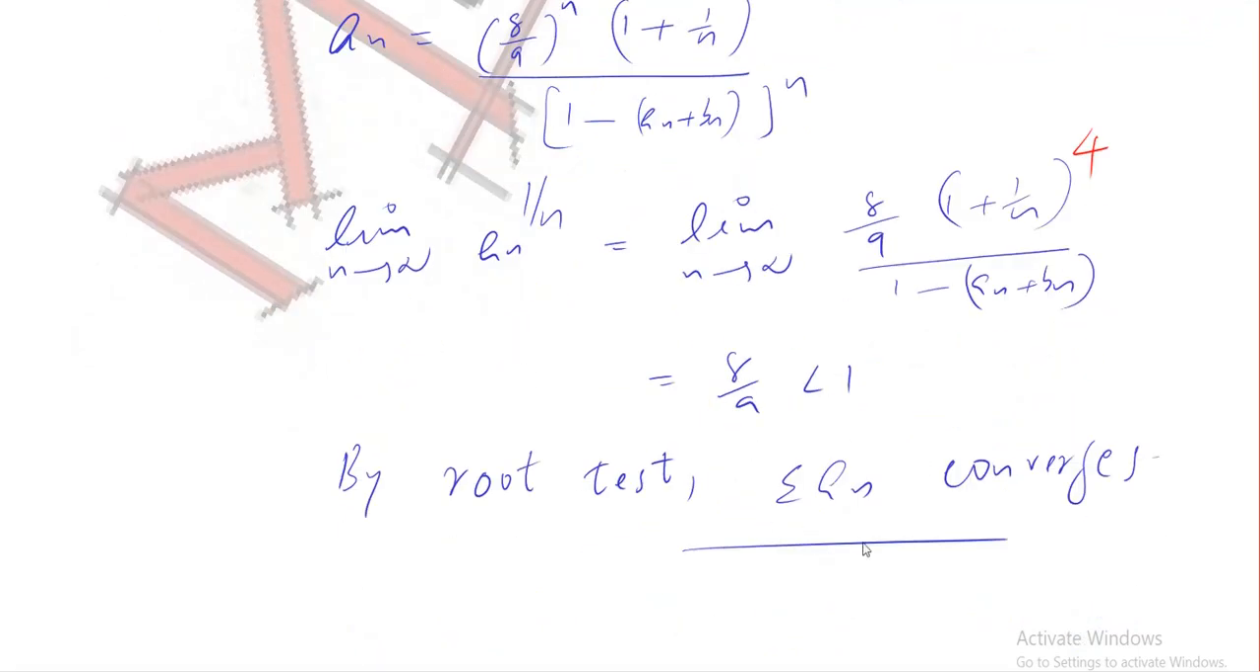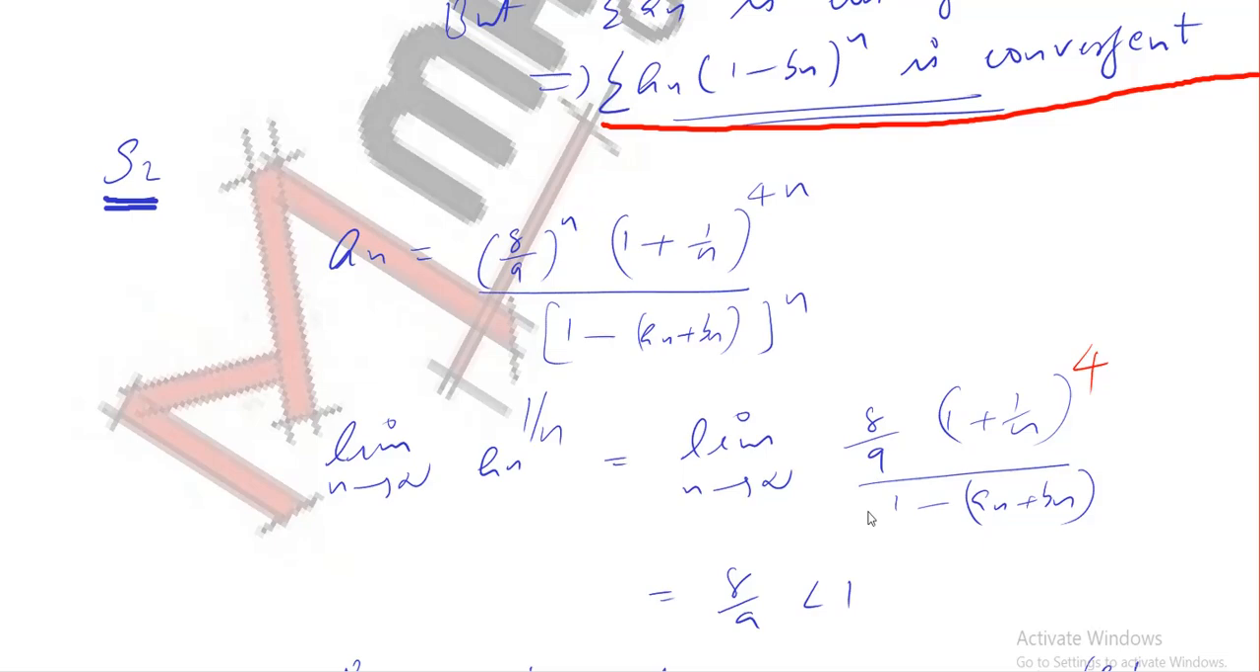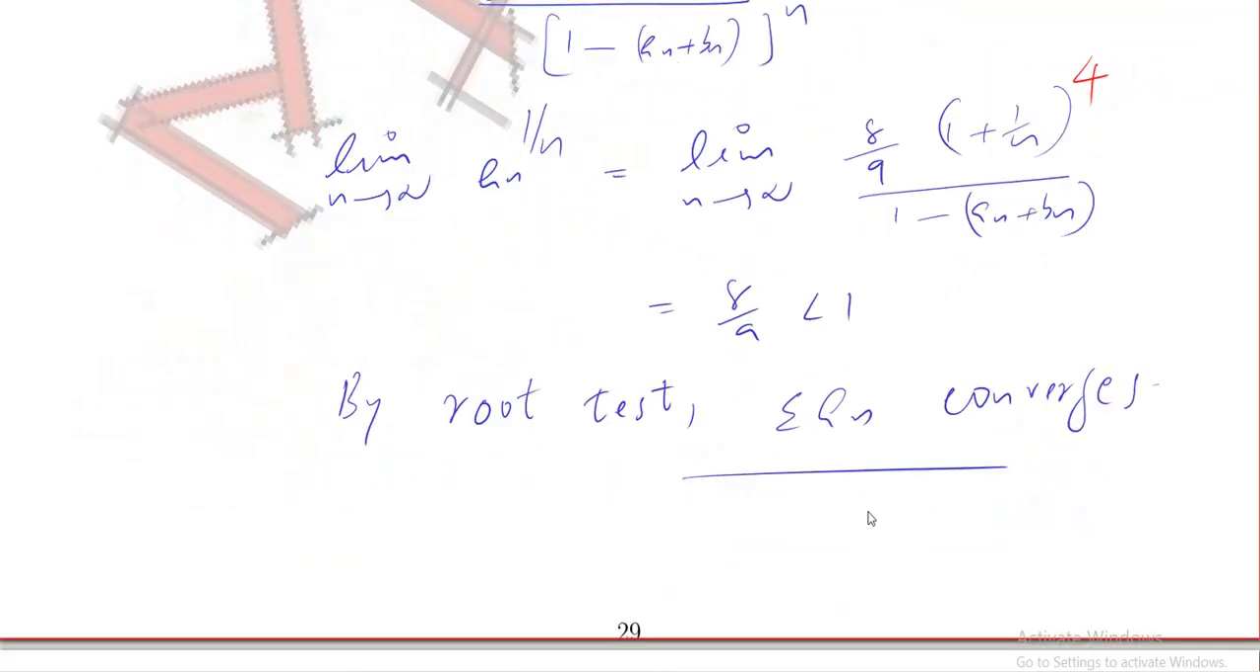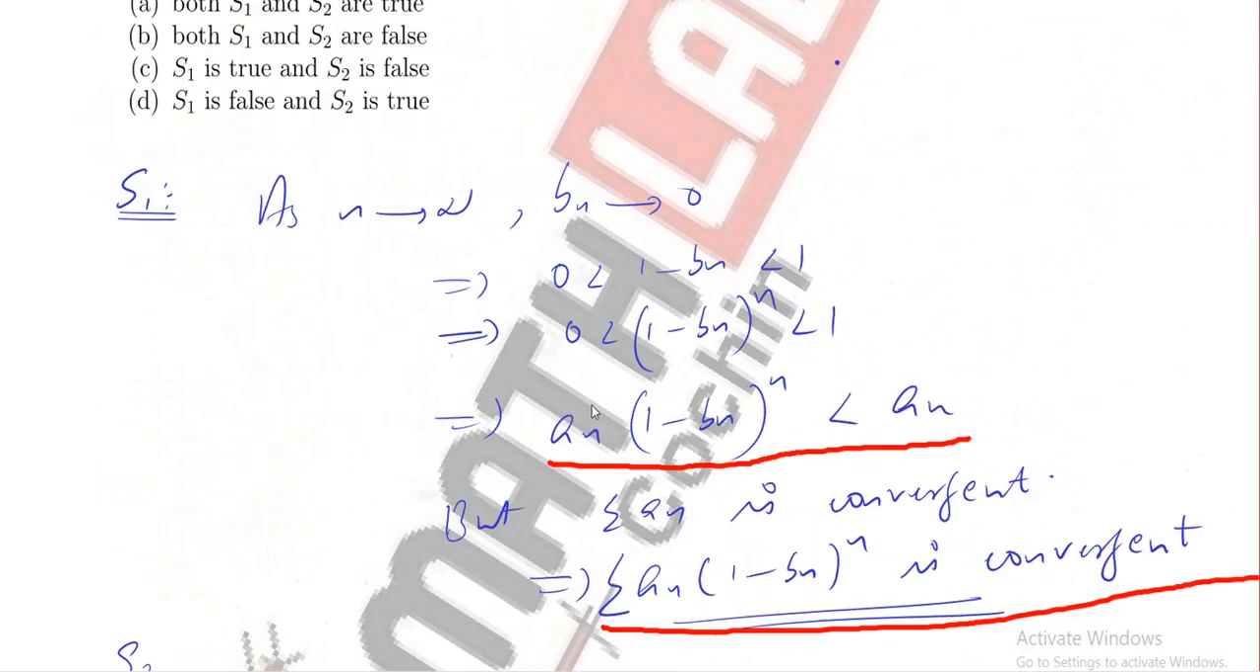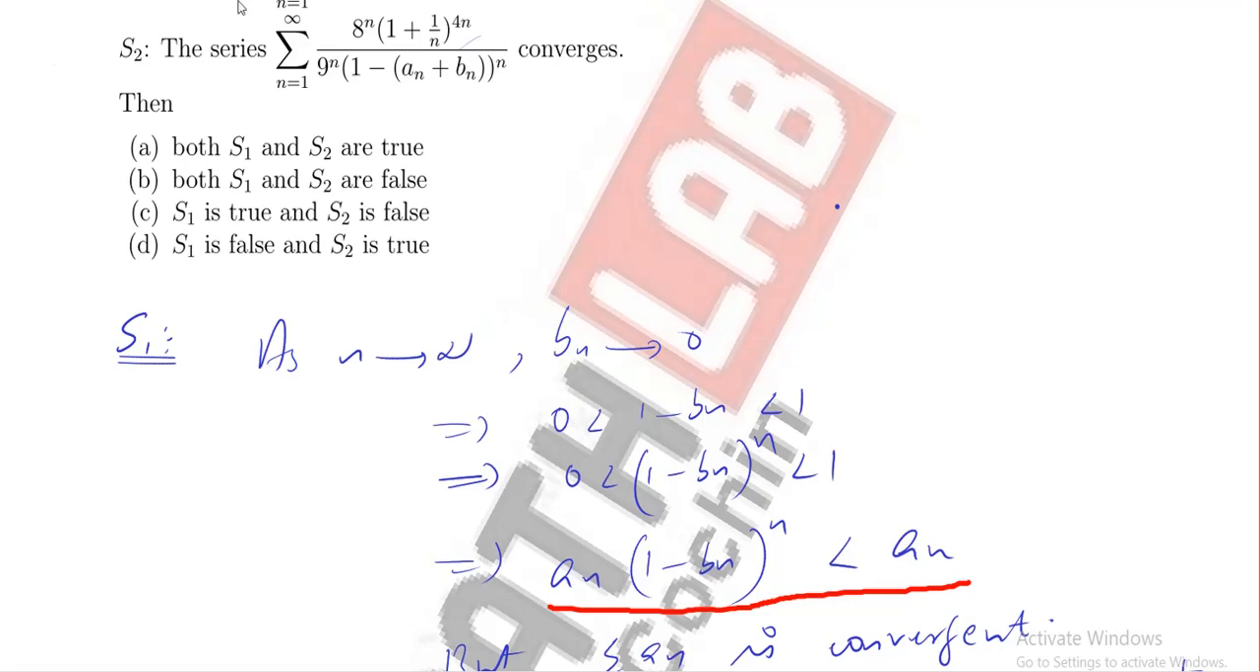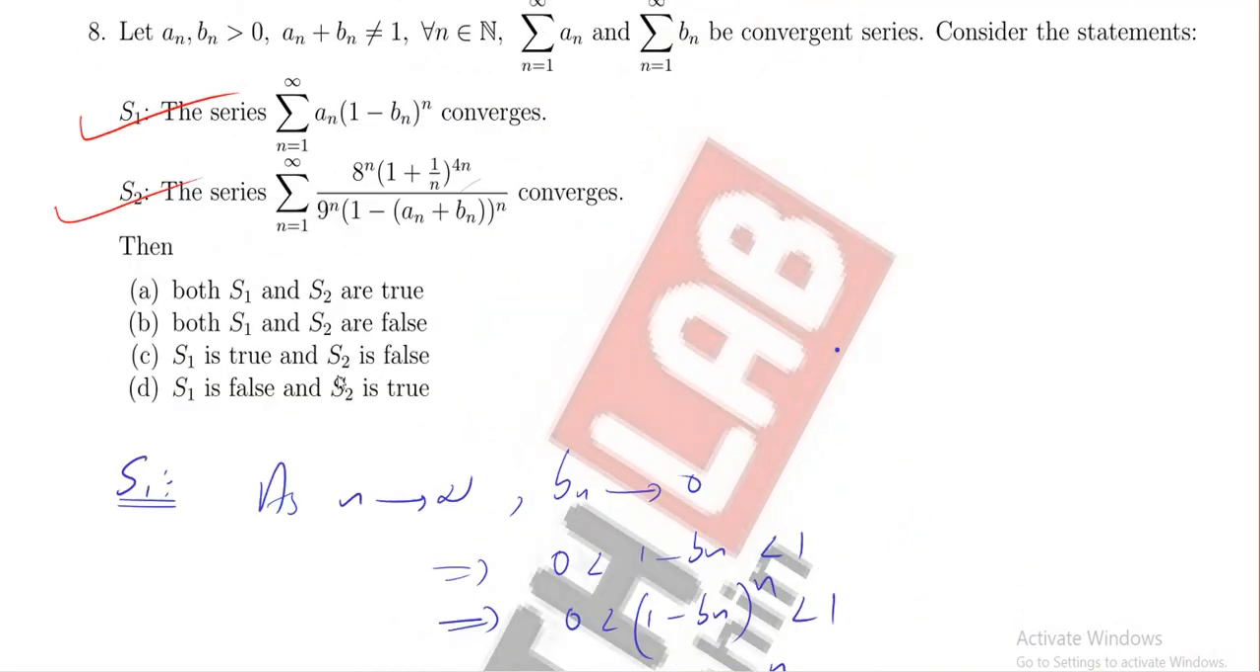Therefore, by Cauchy's root test, the series converges. Right? So both the series converge here. That is also right. So both S1 and S2 are true. Option A is right.